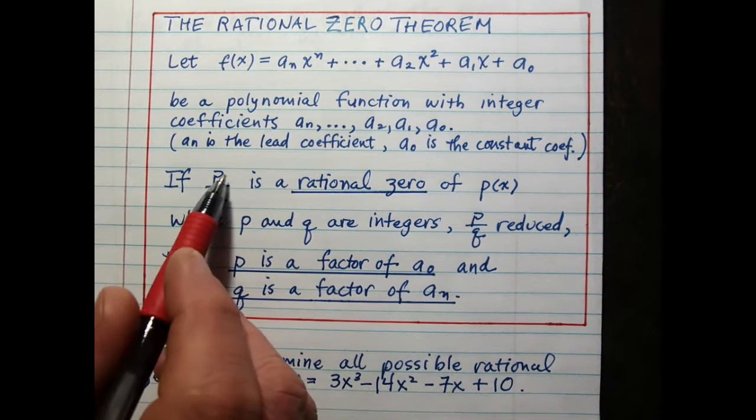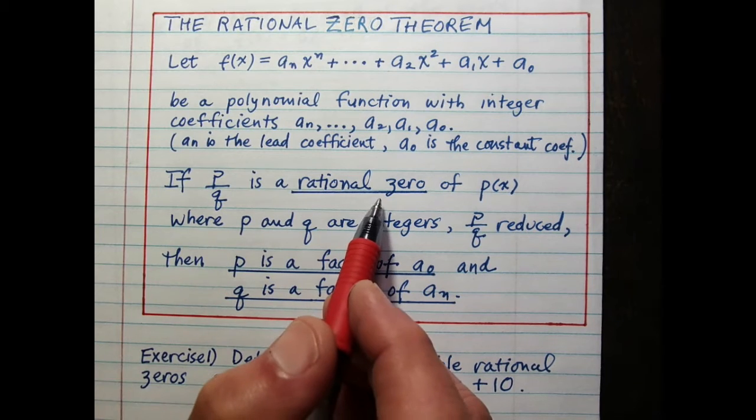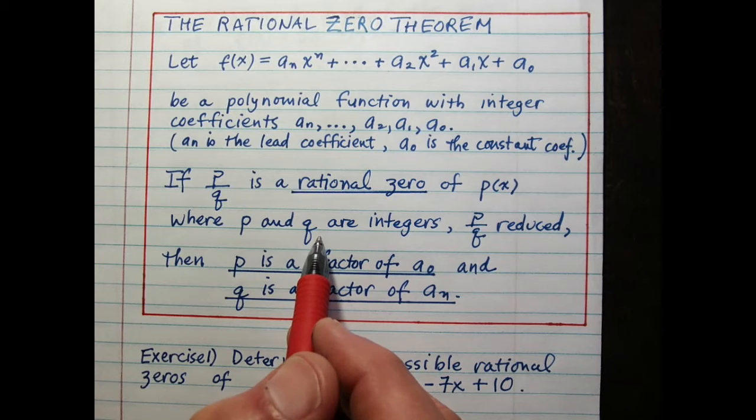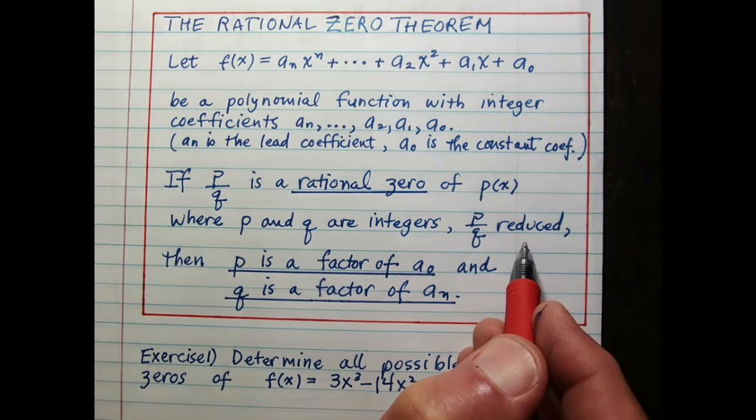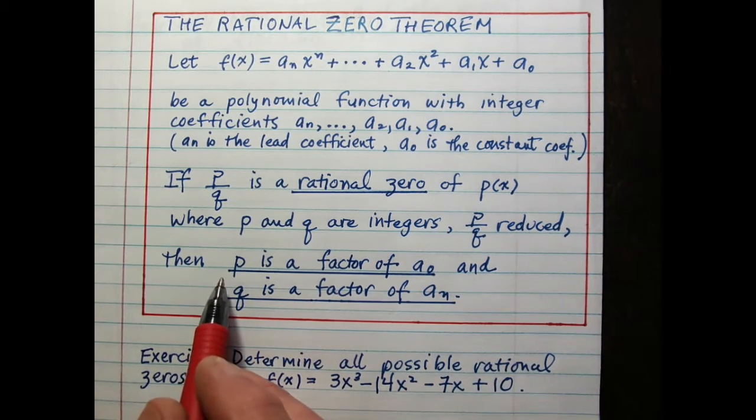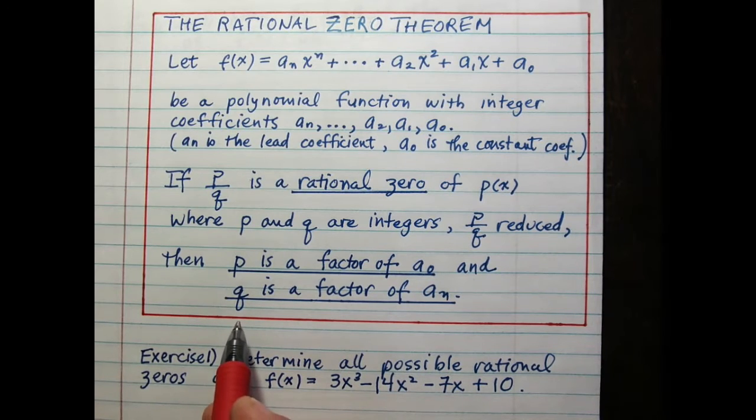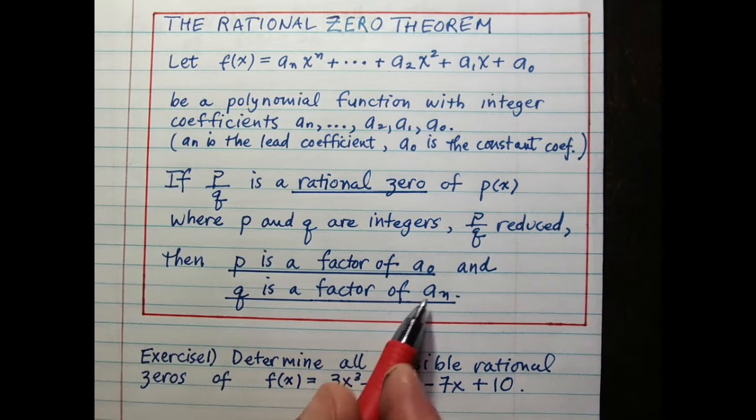If p over q is a rational zero of f of x, where p and q are integers, and p over q is reduced, then p is a factor of a_0, and q is a factor of a_n.